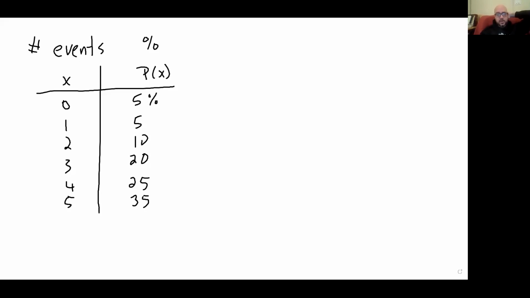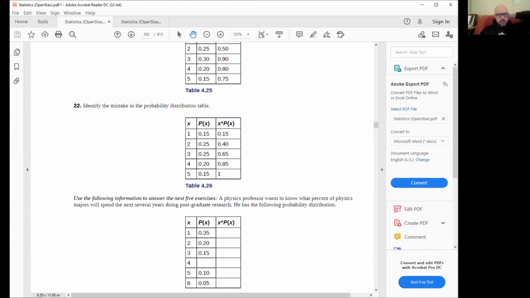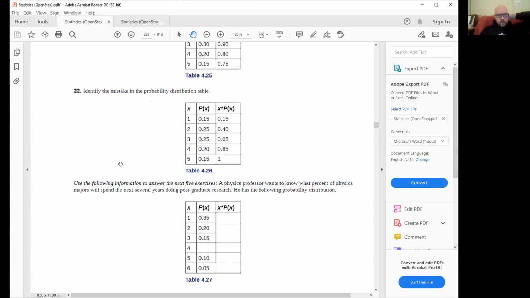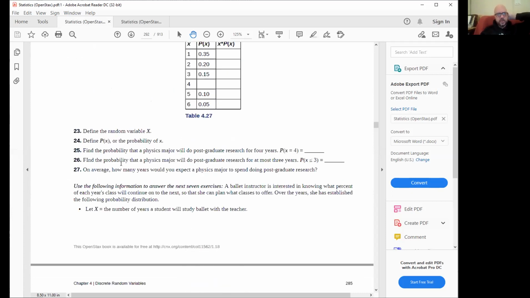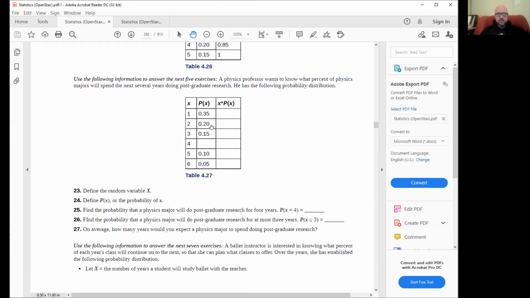All right, next problems were 23 through 27, I want to say. Where are we at here? Oh, come on, computer. Yeah, 23 through 27. Use the table to do the next 5 exercises. A physics professor wants to know what percent of physics majors will spend the next several years doing postgraduate research. Here is the probability distribution.